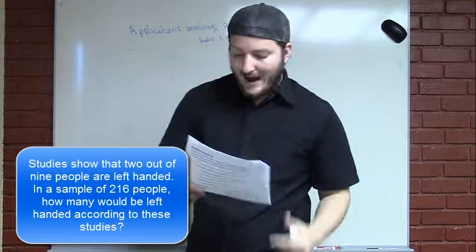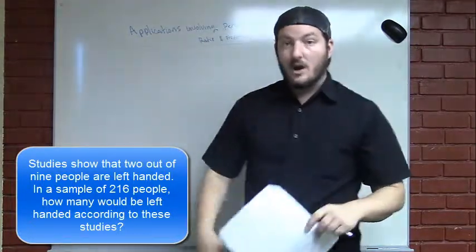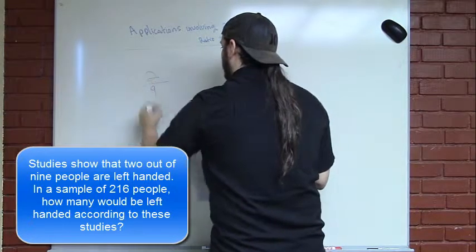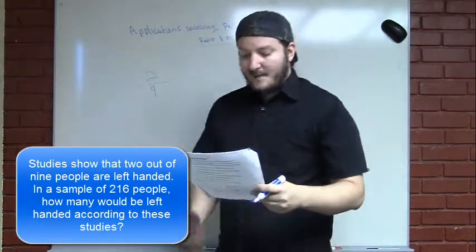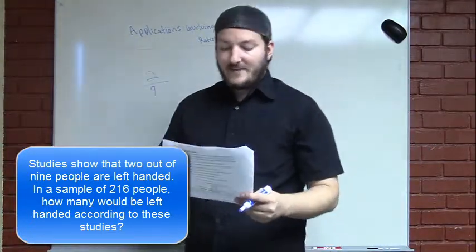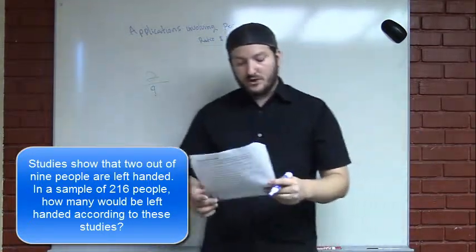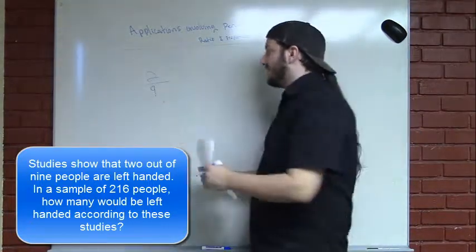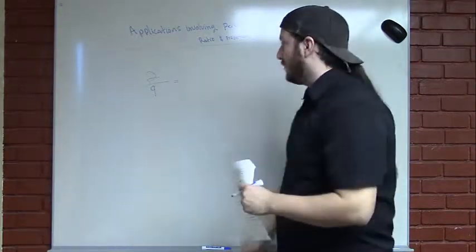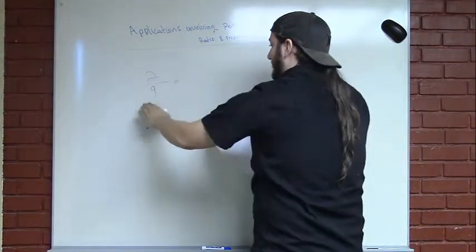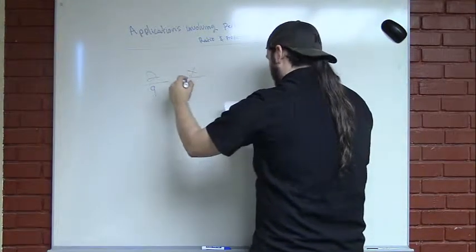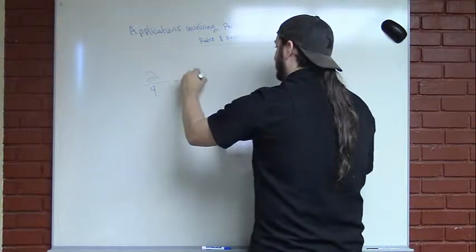Studies show that 2 out of 9 people are left-handed. 2 out of 9, okay? In a sample of 216 people, how many would be left-handed according to these studies? Well, it says 2 out of 9. Now what we're going to have to do is write a proportion here. So 2 is to 9 is going to be x is to 216, okay?